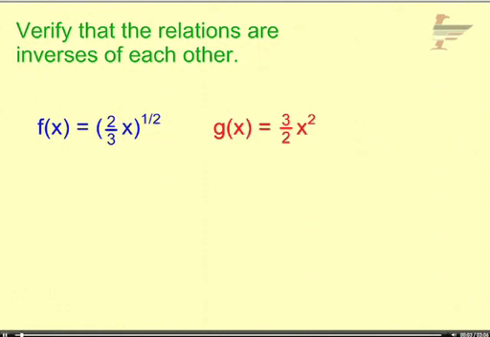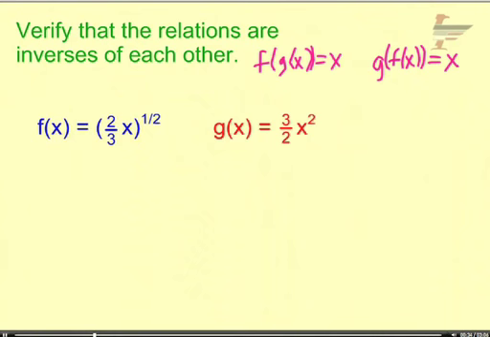When we verify that relations are inverses of each other, there's two things we have to do. We have to show that f of g of x will simplify to just an x, and then in the other direction that g of f of x will also simplify to an x. So we have to do our two compositions going both ways and see if they both reduce to an x. If they do, then we have inverse functions. If not, then we don't.